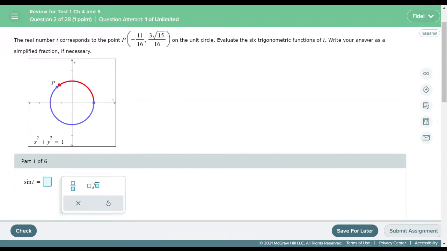Right. Yeah. So that's all I'm really using. That's right. Yeah. So the sine is the y value. The cosine is the x value. Tangent is what? Y over x, right?